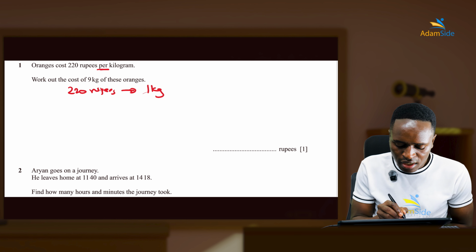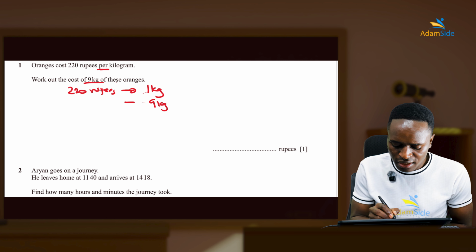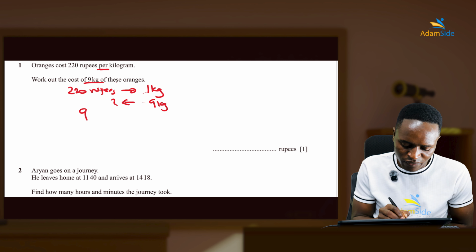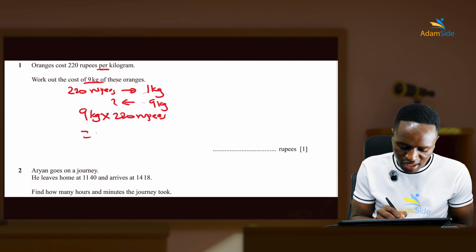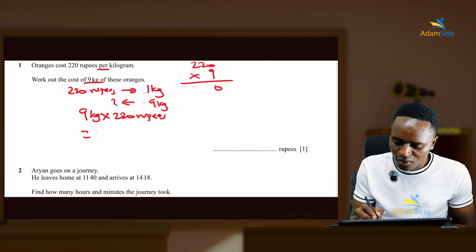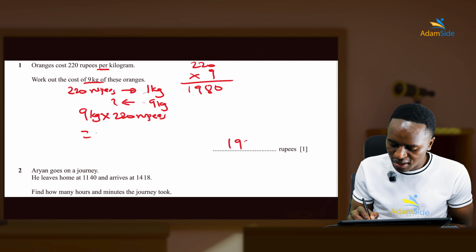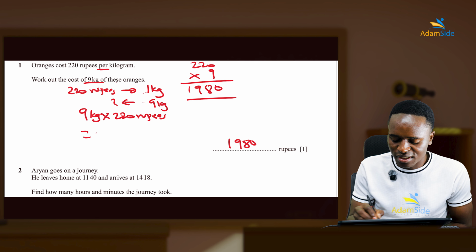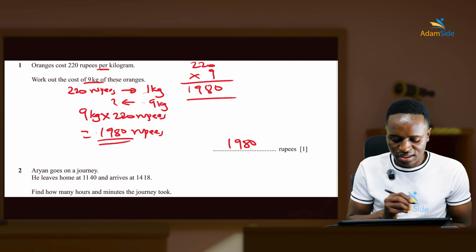They say work out the cost of 9 kilograms. Find the cost of 9 kilograms. That's easy. Without the use of a calculator, remember this, just take 220 multiplied by 9. What do you get? 0, 18, carry 1, 18, that becomes 19. So you get 1,980 rupees. You show these steps, Indian rupees.